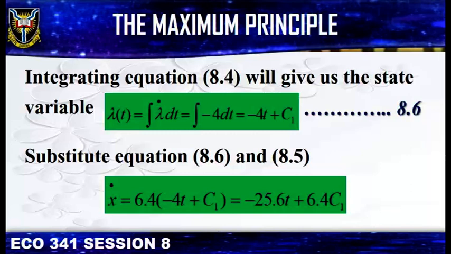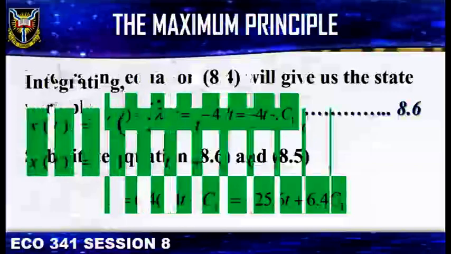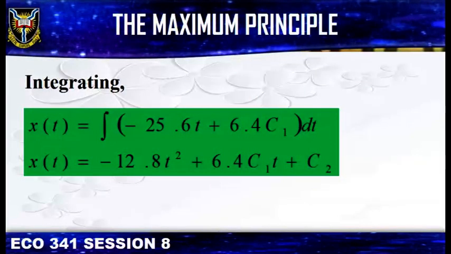Substitute equation 8.6 into 8.5. x dot is equal to 6.4 into bracket minus 4t plus c1, which is equal to minus 25.6t plus 6.4 c1. Integrating, x of t is equal to the integral of minus 25.6t plus 6.4 c1 in bracket dt. x of t is equal to minus 12.8 t squared plus 6.4 c1 t plus c2, equation 8.7.